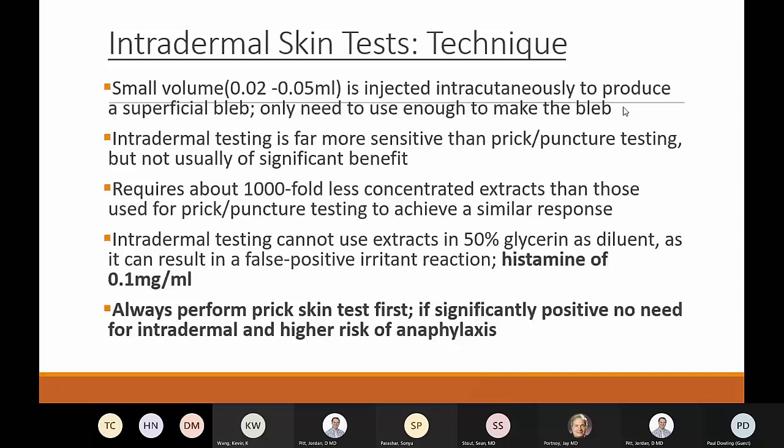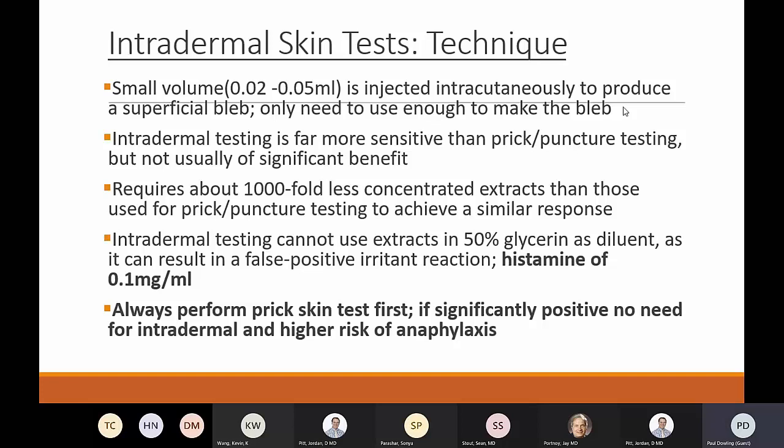It also, with the intradermal skin test, requires about 1,000-fold less concentrated extracts than those used for prick or puncture testing to achieve a similar result. Intradermal skin tests cannot use extracts in 50% glycerin as a diluent, as it can cause a false positive irritant reaction. And always perform a prick skin test first. If significantly positive, there's no need for intradermal, and there's a higher risk for anaphylaxis. And for intradermal skin testing, there is a different histamine that is used than is used for prick skin testing.